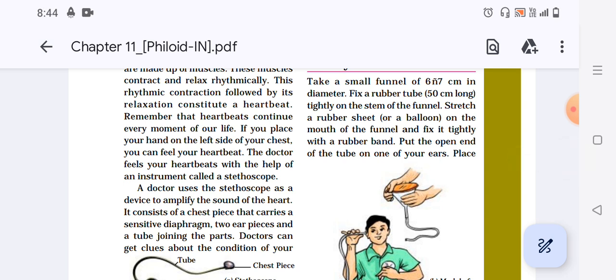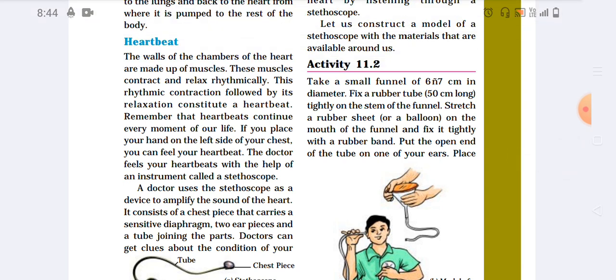The walls of the chambers of the heart are made up of muscles. These muscles contract and relax rhythmically. This rhythmic contraction followed by its relaxation constitutes a heartbeat. Remember that heartbeats continue every moment of our life. If you place your hand on the left side of your chest, you can feel your heartbeat. The doctor feels your heartbeat with the help of an instrument called a stethoscope.